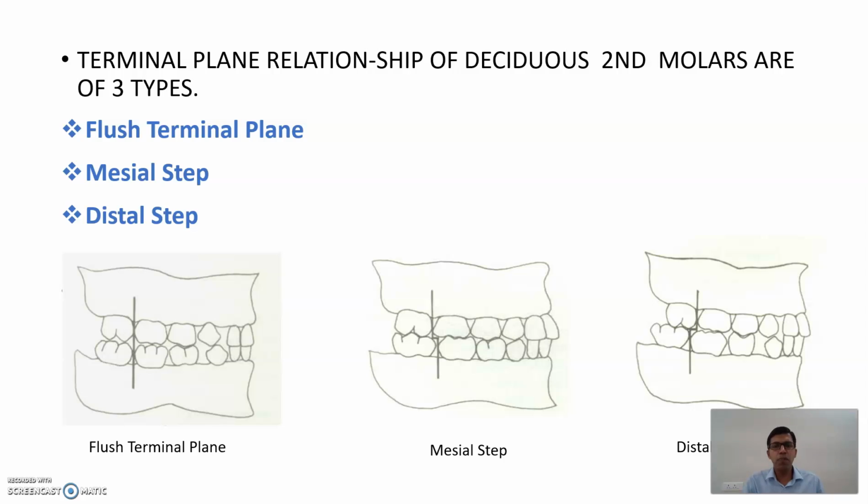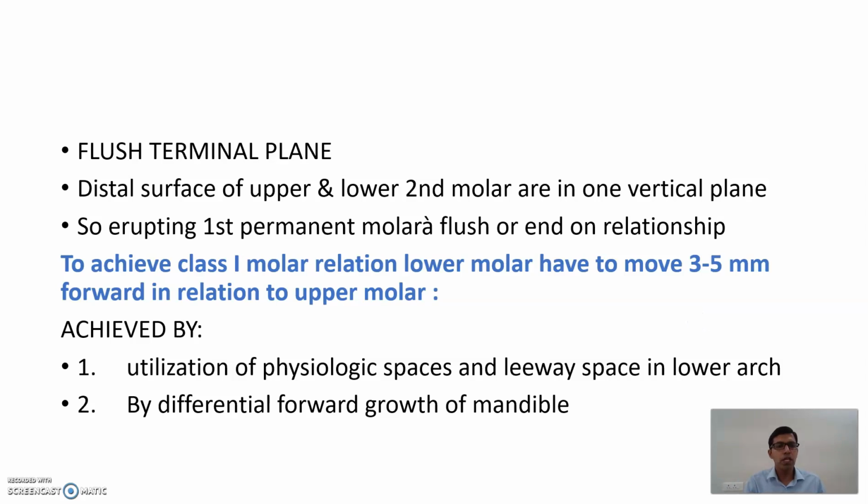The terminal plane relationship of deciduous second molars is of three types. First is the flush terminal plane, as you see in this first diagram. Second is the mesial step. Third is the distal step. Coming to the flush terminal plane, here the distal surfaces of the upper and lower second deciduous molars are in one vertical plane. So the erupting first molar will erupt in a flush or end-on relationship.